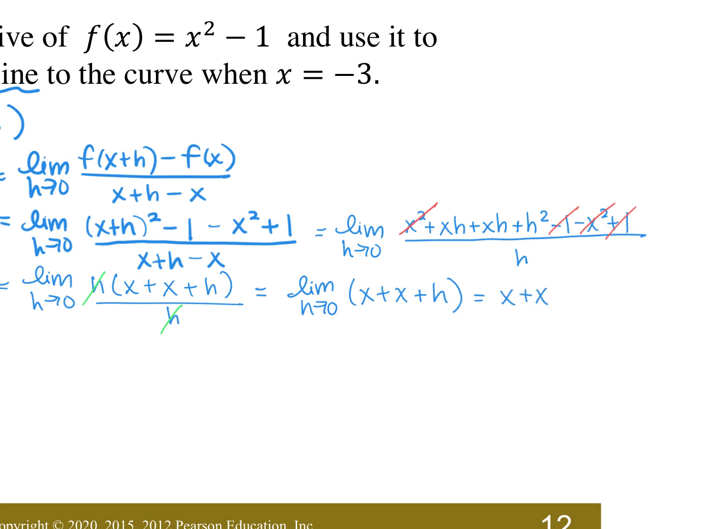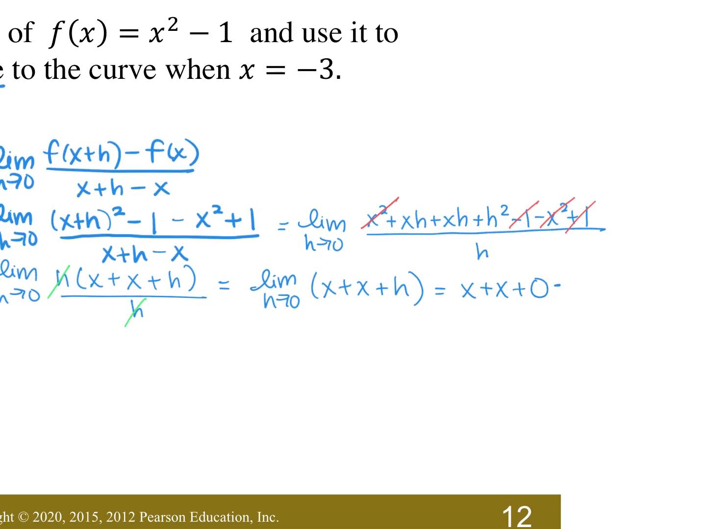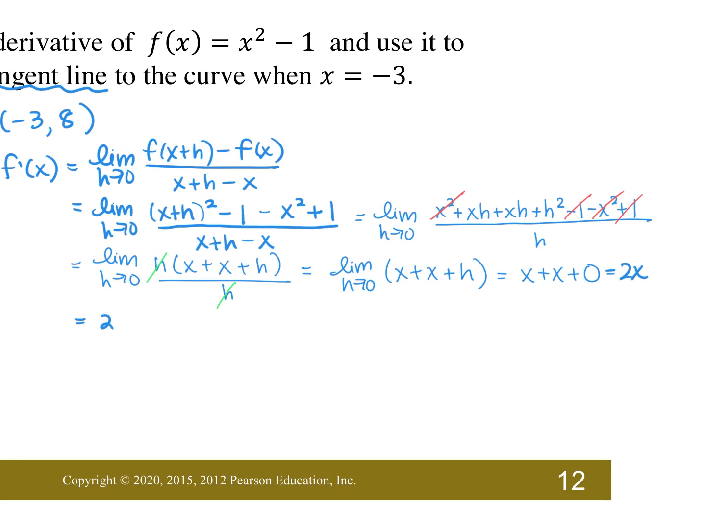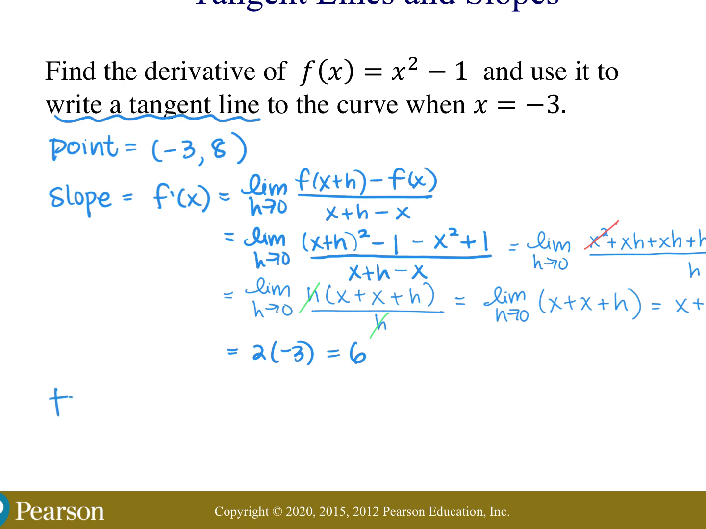So we'll get x plus 0, which is 2x. That is called the derivative. The slope then would be to plug in -3 to actually find the slope value. So 2 times -3 is -6. So then I put it all together into the form of a tangent line. So my tangent line will be y minus 8 equals -6 times x plus 3. And again, don't have to distribute, don't have to simplify.